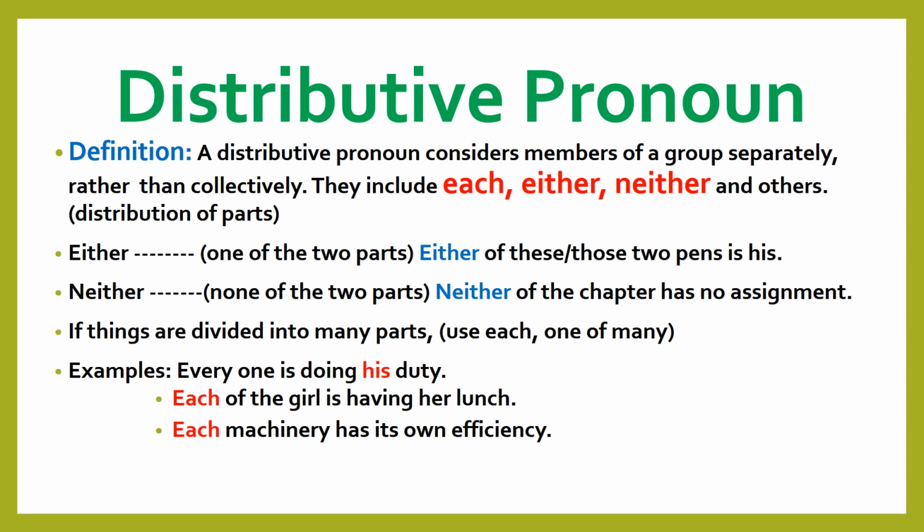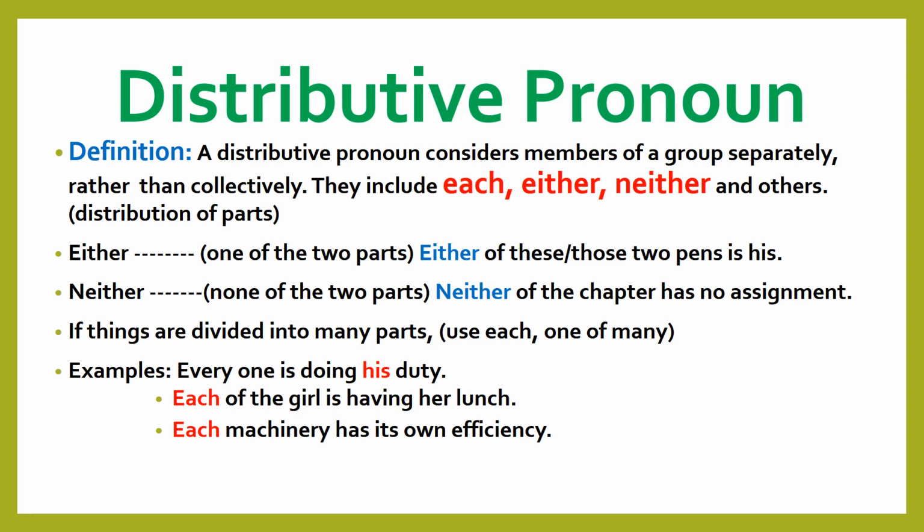Distributive pronouns. A distributive pronoun considers members of a group separately rather than collectively. So here when you use the distributive pronoun, you are talking to a particular person, and you are separating him or her from the group, from the members of the group of that circle.